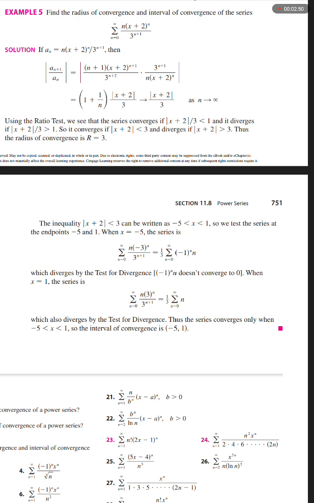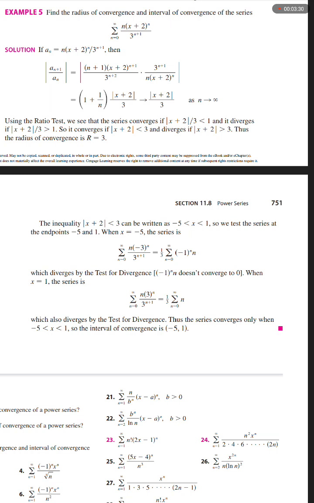When x equals -5, the series is the sum from n equals 0 to infinity of n (-3)^n over 3^(n+1) equals 1/3 times the sum from n equals 0 to infinity of (-1)^n times n, which diverges by the test for divergence, since (-1)^n times n doesn't converge to 0.